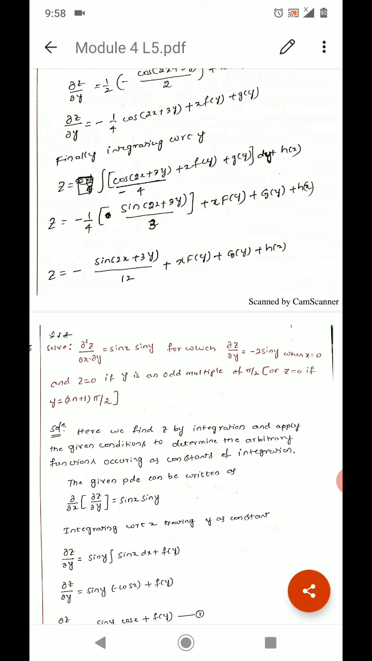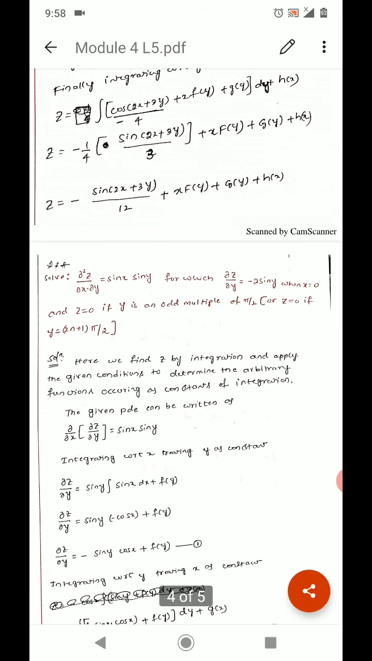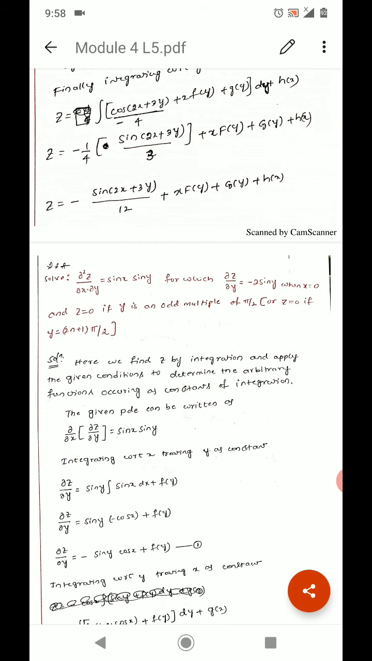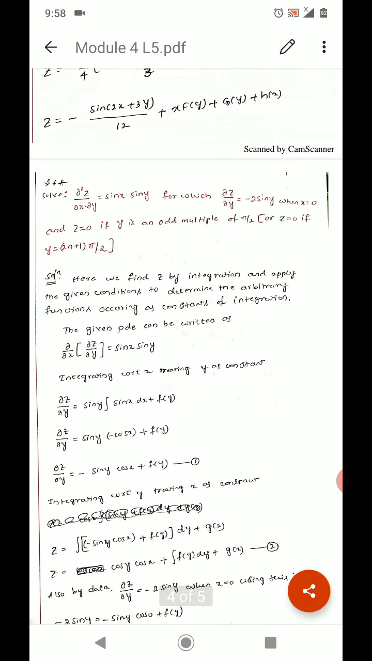Now next problem is del square z by del x into del y, which is equal to sin x into sin y, for which del z by del y, which is equal to minus 2 sin y when x equal to 0 and z equal to 0 if y is an odd multiple of pi by 2, or z is equal to 0 if y is equal to 2n plus 1 into pi by 2, that is odd multiple. So first we find z by integration and apply the given conditions to find out the final results.